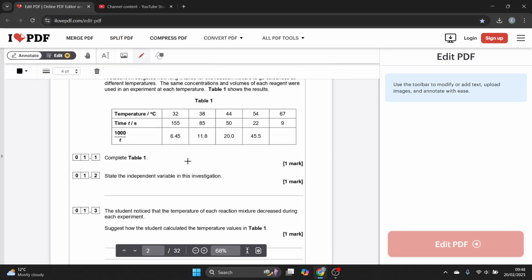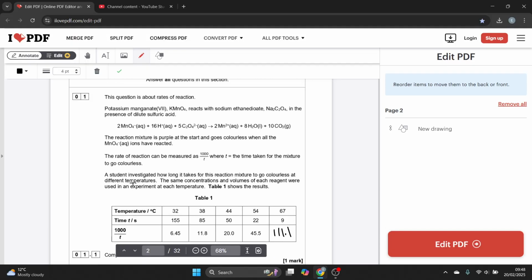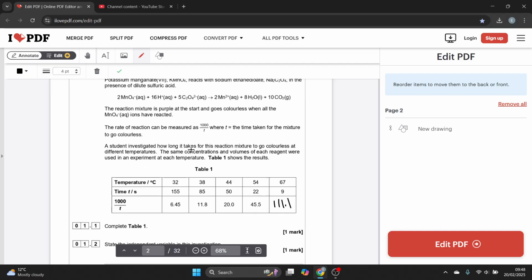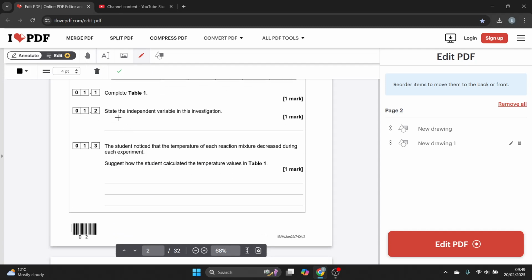Section A only. Complete Table 1. Just 1000 divided by 9, so 111.1. It says independent variable in this investigation. It's going to be your rate of reaction and how long for the reaction mixture to go different colours at different temperatures. The independent variable is the temperature.